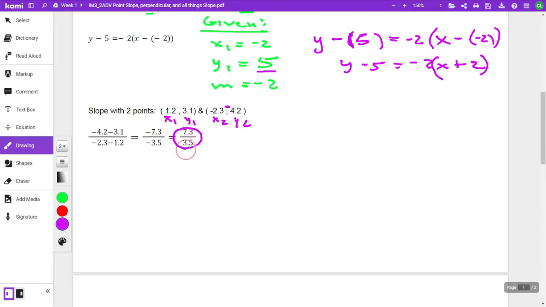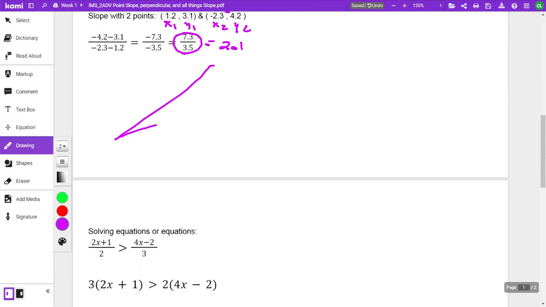You can turn this into a decimal if you'd like. I don't know what the decimal would be, but we can find out real quick. In the calculator, you would do 7.3 divided by 3.5 equals approximately 2.1. That's my slope between 2 points. You can change it into a line if you'd like, whatever they ask you to.